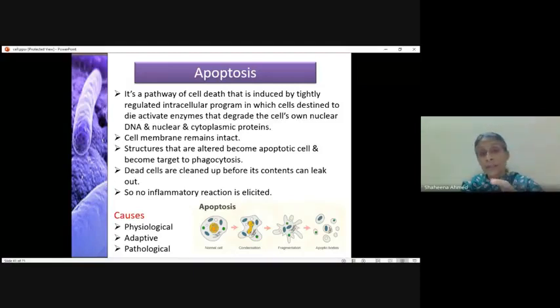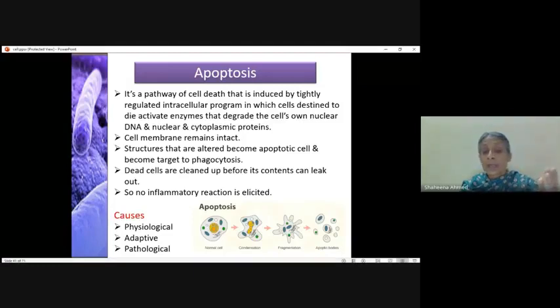Nowhere in this process is the cellular membrane broken. Apoptotic bodies are formed which are phagocytosed by the macrophages and totally degraded. No inflammatory reaction is there, because the cell membrane always remains intact. So this is a process through which the body gets rid of any unwanted cell, and it is totally programmed by the body. It is not something random.